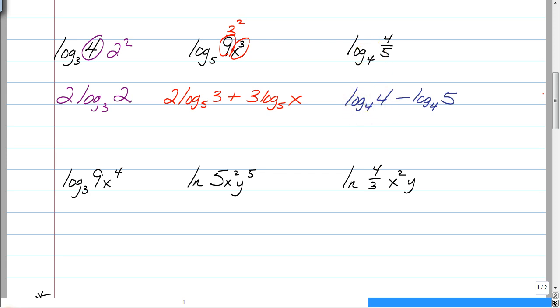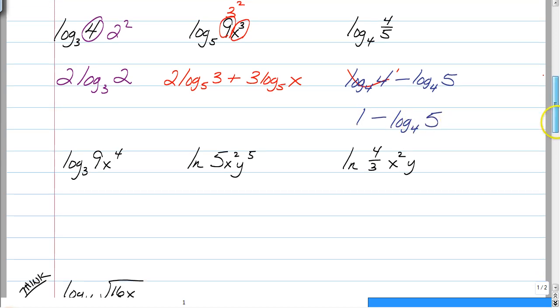Log base 4 of 4, as you know, exponent is 1. They cancel each other out. So the actual answer to this question is 1 minus log base 4 of 5. That's it. That's what you're doing.